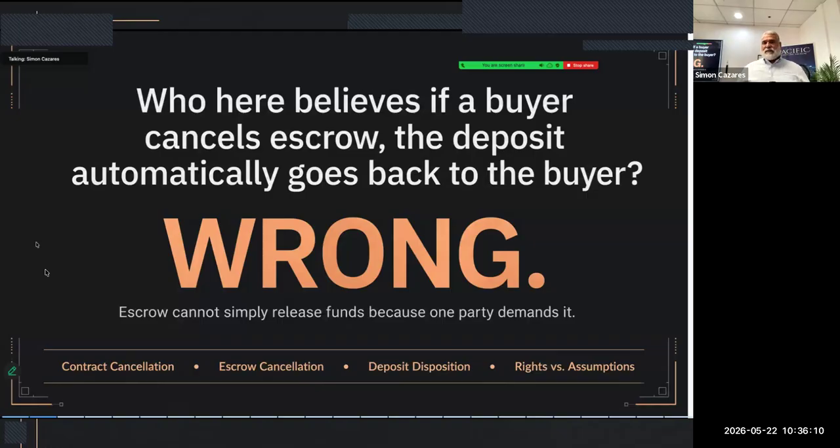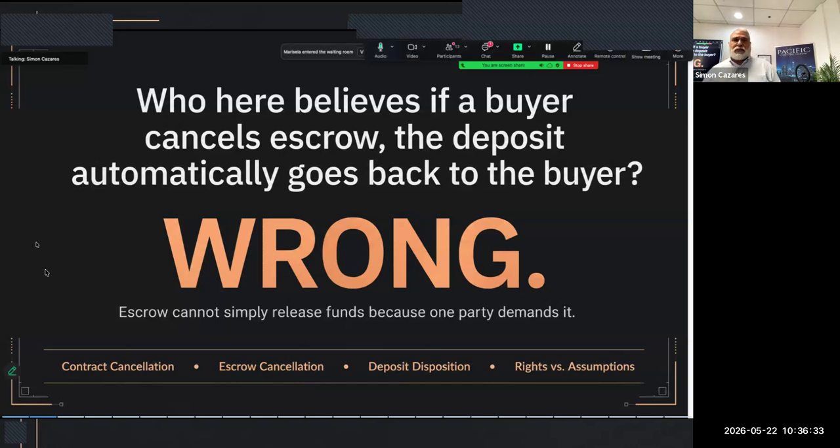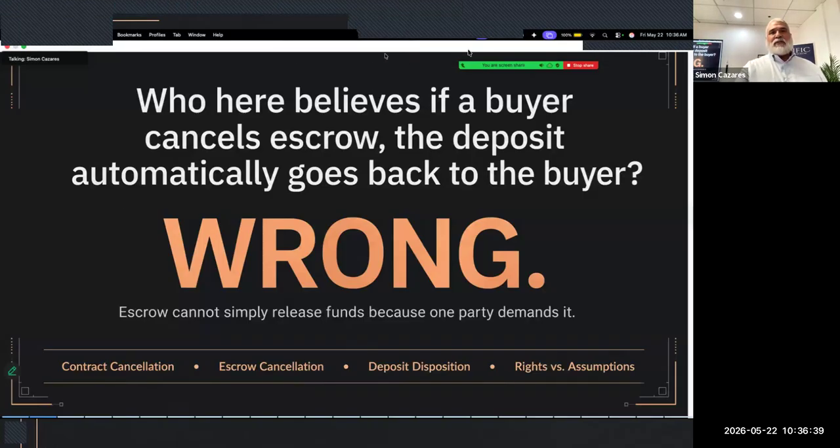The cancellation of contract, the cancellation instructions, the deposit disposition, what happens to the money? Does it go to the buyer? Does it go to the seller? Because the buyer may be in the wrong, and the seller may challenge the cancellation, and say, look, we'll cancel, but that money is a breach of the buyer's duty, and therefore the buyer's deposit shall go to the seller.